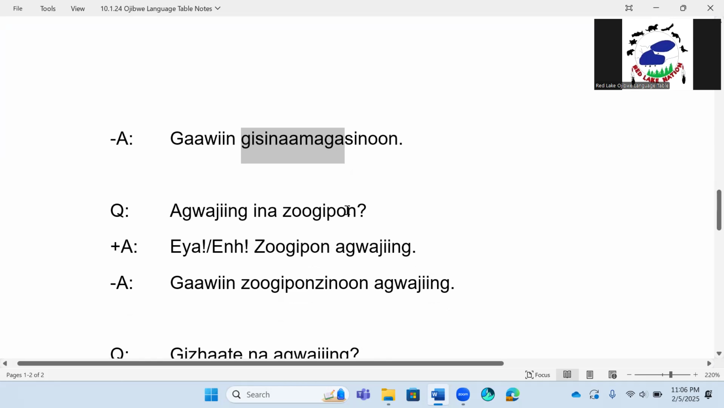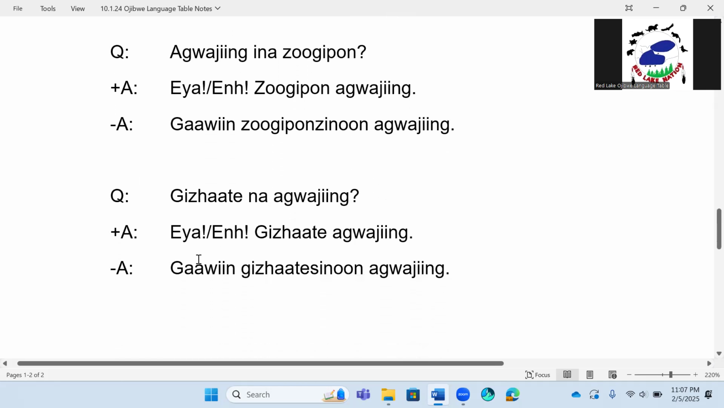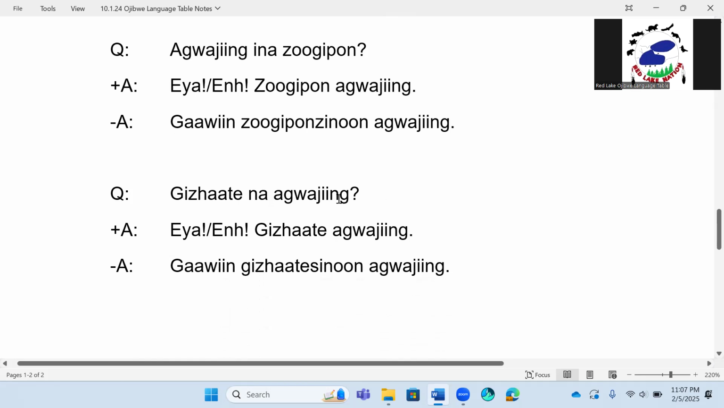All right. Question. Agwajingina zugipun? Is it snowing outside? Positive answer. Zugipun agwajing. Negative answer. Gawin zugipun zinun agwajing. So this one we're adding just a little bit more to it. We're giving it a location. Agwajing meaning outside.